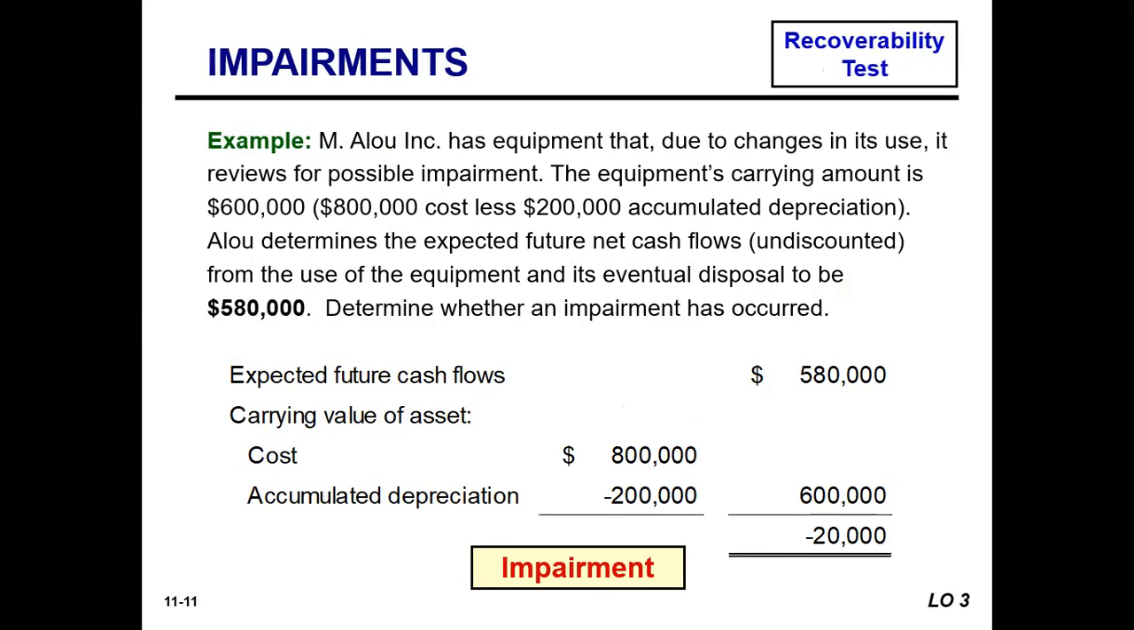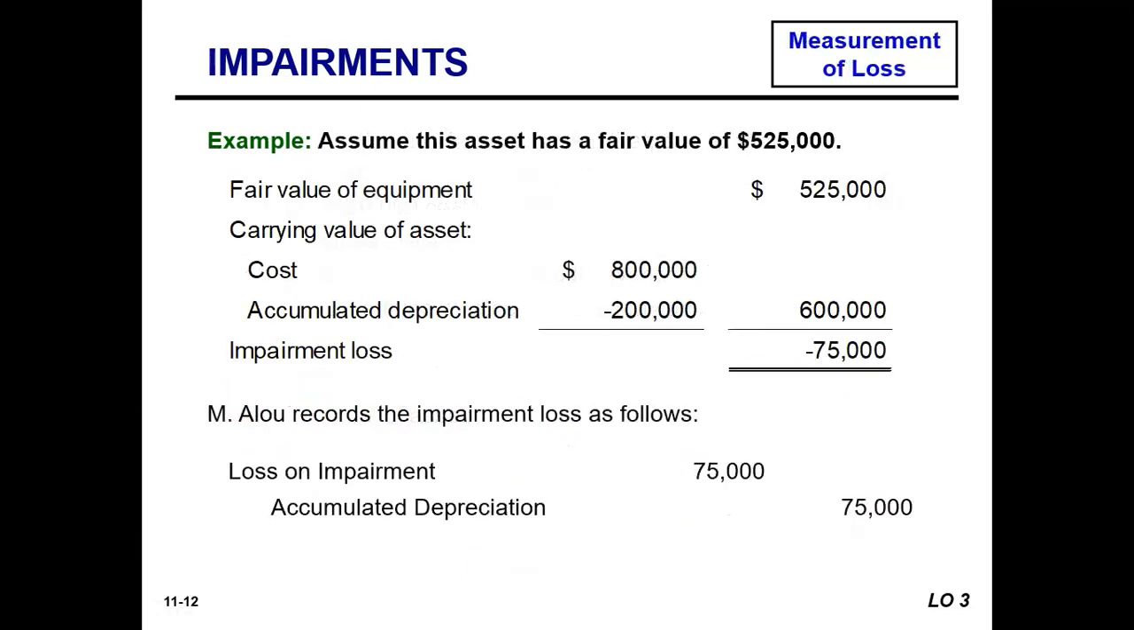So just by looking at the numbers here, if we have a carrying amount or a book value of 600,000 and we expect future cash flows of 580,000, then we have a $20,000 impairment, right? That's what it's showing us here. And so that journal entry is a debit to loss on impairment. Remember, losses get debited just like expenses would, right? So loss on impairment, debit, and then credit accumulated depreciation.